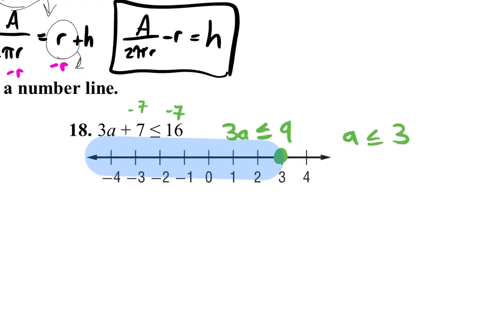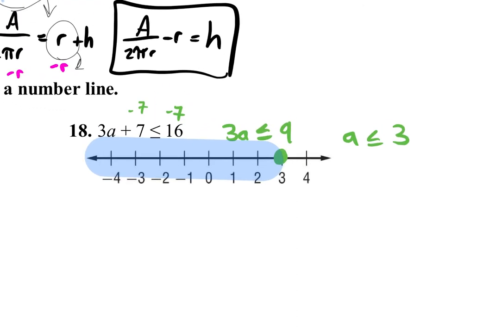Here on 18, we solve the inequality to get a is less than or equal to 3. So that's a filled circle on 3, shaded to the left.